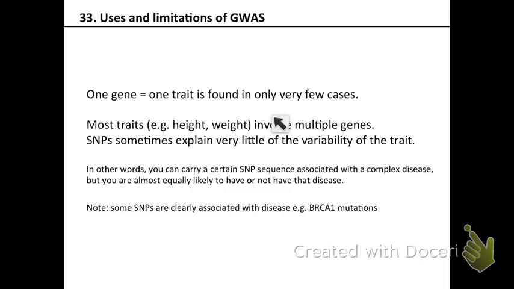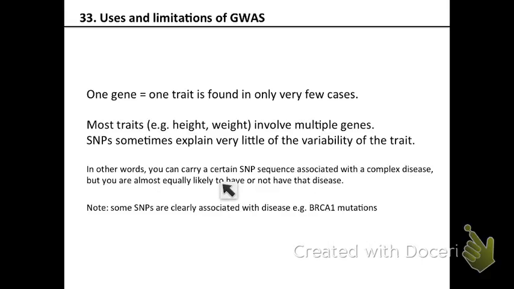But for a lot of diseases or traits, such as human height, weight, heart attack, obesity, etc., these traits involve many, many more genes. So when it involves more genes, the certain SNPs that are associated with a trait explain very little of the variability of that trait. What does that mean in plain words? You can carry a certain SNP that is known to be associated with a certain trait.